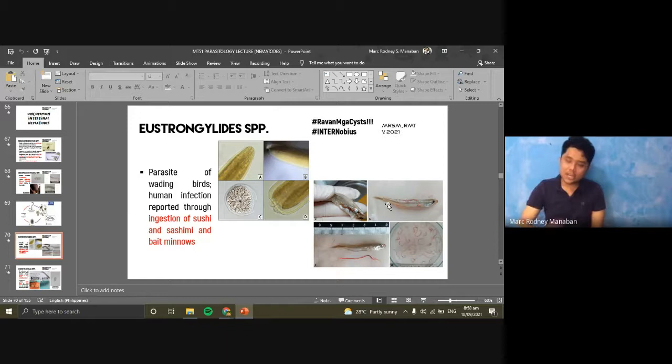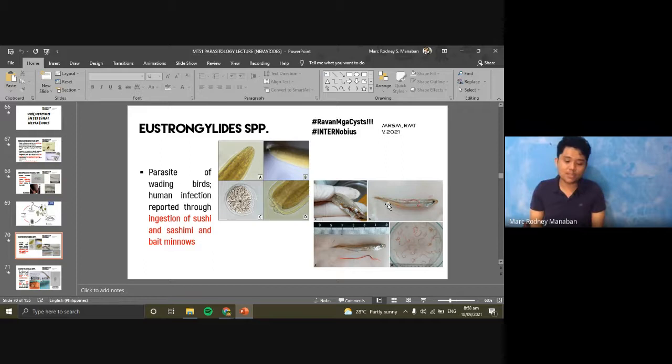And humans acquire it accidentally from ingestion of sashimi and sushi. So, those raw fish, ayan. So, they are delicious still. So, just be careful, okay? So, again, accidental ingestion of sashimi or sushi, alright? But again, they are normal parasites of birds, and again, found in the fish.